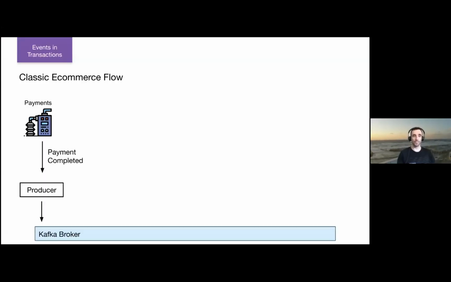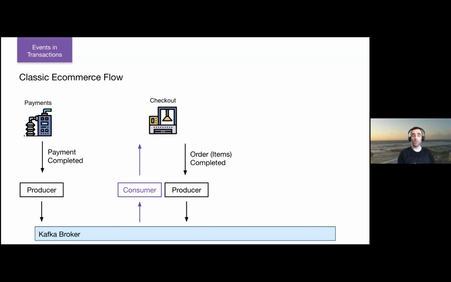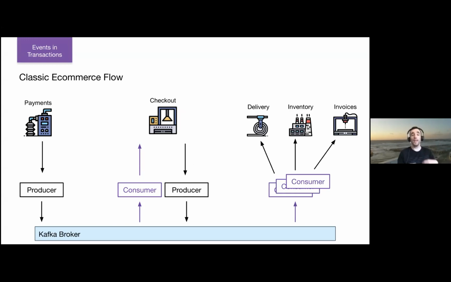So we have here a classic e-commerce flow where we have payment service, and we're doing this in event-driven fashion. It announces to the world that a payment was completed. It produces an event to Kafka. Then we have the checkout service that is consuming this from these payment topics, and it also produces an event that an order is completed along with all of the items that are part of this order.